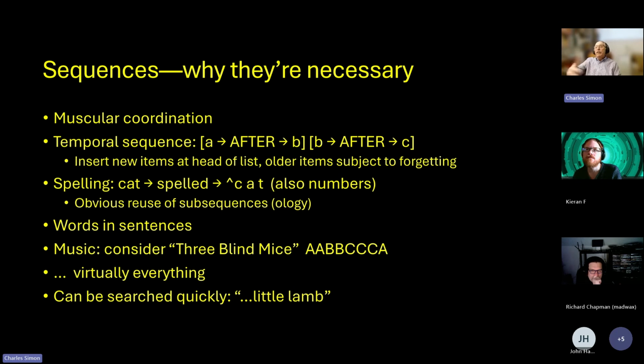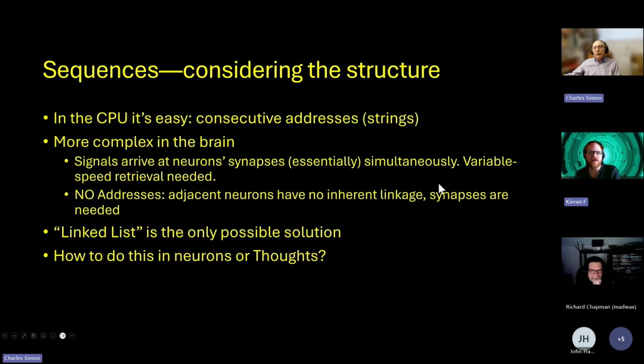But the key is that if I tell you about a little lamb, your brain is going to think about Mary. And so that has a real impact on the structure of the sequences, as I'll explain to you in more detail in a few slides. This is how magicians take advantage of your brain.